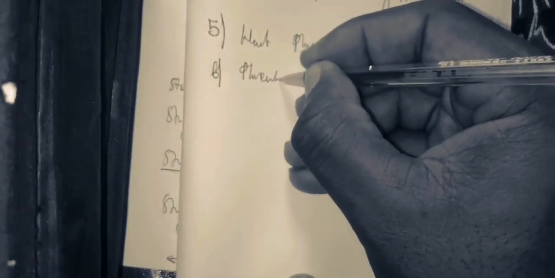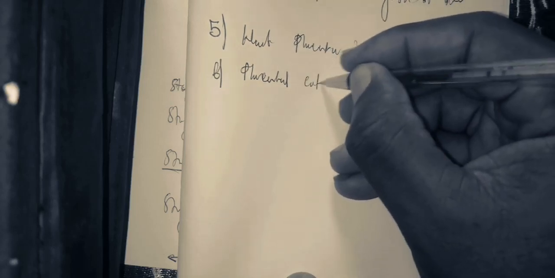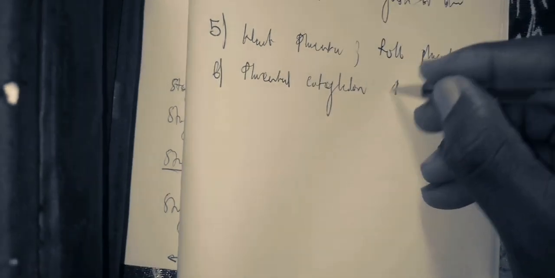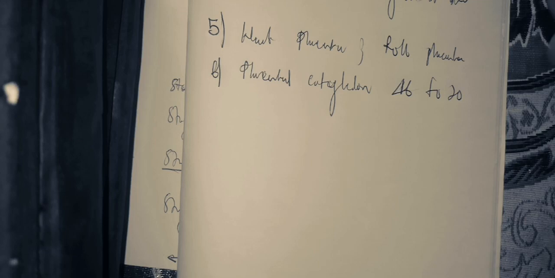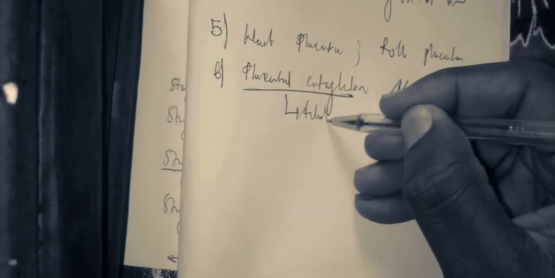Now, after delivering the placenta, you look at the placenta. You look at the placental cotyledons. You evaluate if all the cotyledons are there. Normally, there should be 16 to 20 cotyledons of the placenta. Normally, the placenta is made up of two parts. You have the fetal side and you have the maternal side.